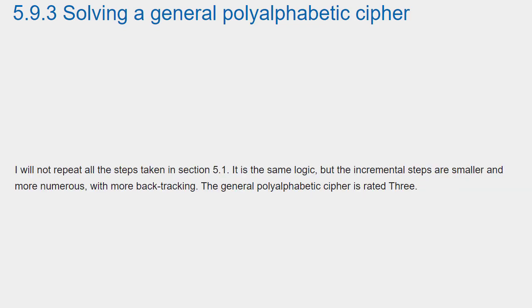You use this to refine and repair the vowel/consonant identifications and to identify individual letters. I will not repeat all the steps taken in section 5.1. It is the same logic, but the incremental steps are smaller and more numerous, with more backtracking. The general polyalphabetic cipher is rated 3.